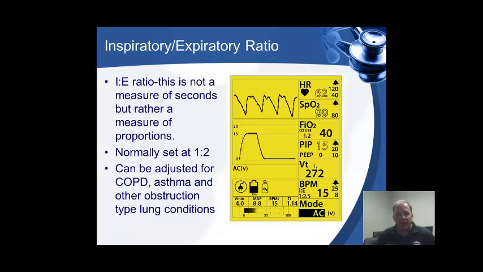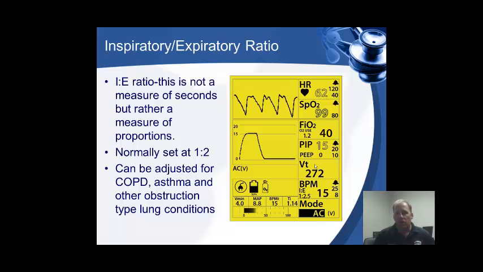So, our next setting, inspiratory-expiratory ratio, commonly known as the IE ratio. A common misnomer on this is that it's not a measure of seconds. Okay, this is a ratio. Most breaths are given in about half a second. If you have an IE ratio of 1 to 2, you give a breath in half a second, then that patient's going to expire for a full second, or twice that. Okay, so however you set this, based on the rate, is going to be a ratio, inspiratory to expiratory time, but not in seconds. It's just going to measure one against the other.